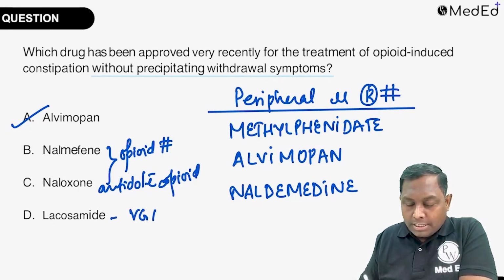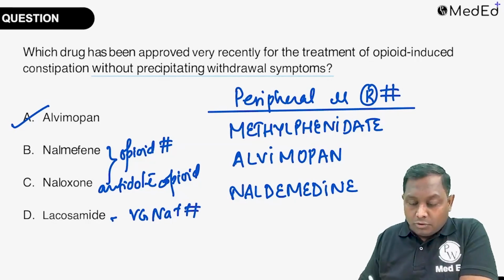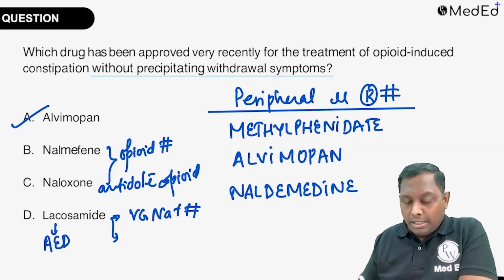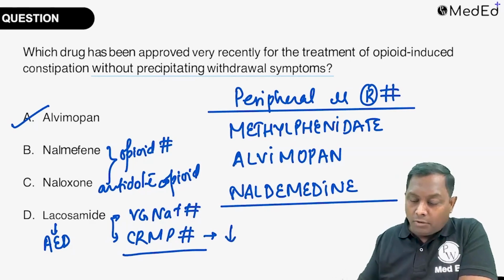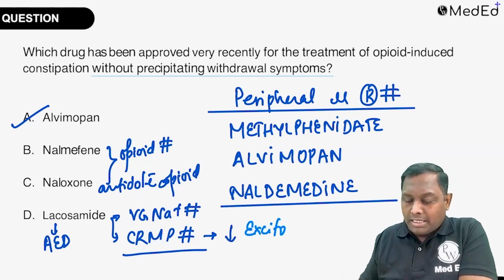Lacosamide is a voltage gated sodium channel blocker. Studies have shown that it is also one of the anti-epileptic drugs. Lacosamide is an anti-epileptic drug, AED. It's also one of the CRMP protein inhibitors, collapsin response mediated protein, that is actually going to decrease the excitotoxicity of the neuron.